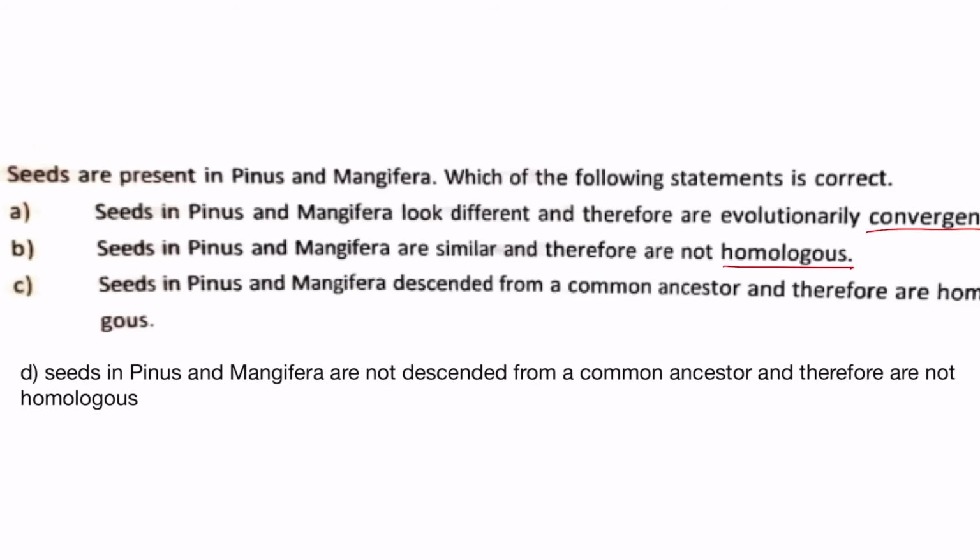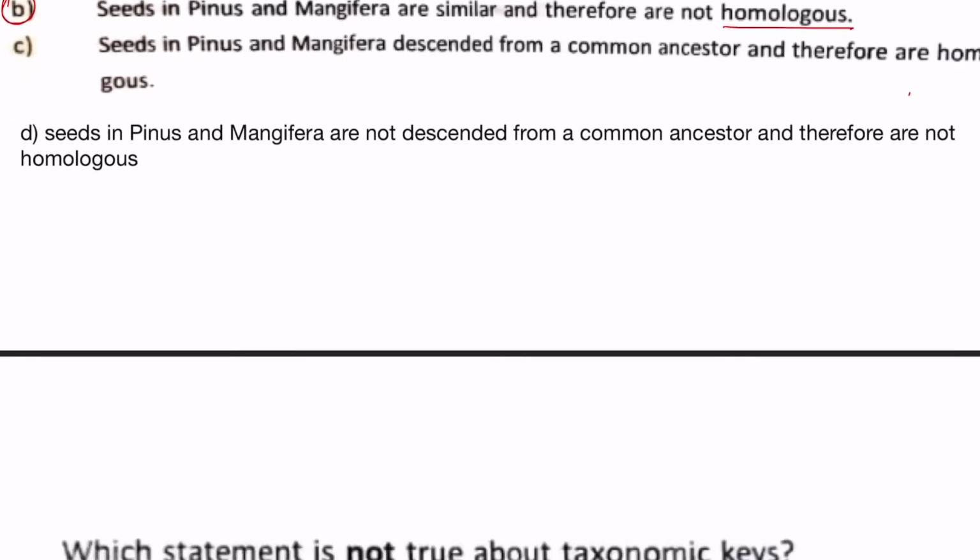So the answer, seeds in Pinus and Mangifera are similar and therefore they are not homologous, is true. That's because Pinus and Mangifera are different organisms and they are similar but they do not have the same evolutionary ancestry, so therefore they are not homologous.